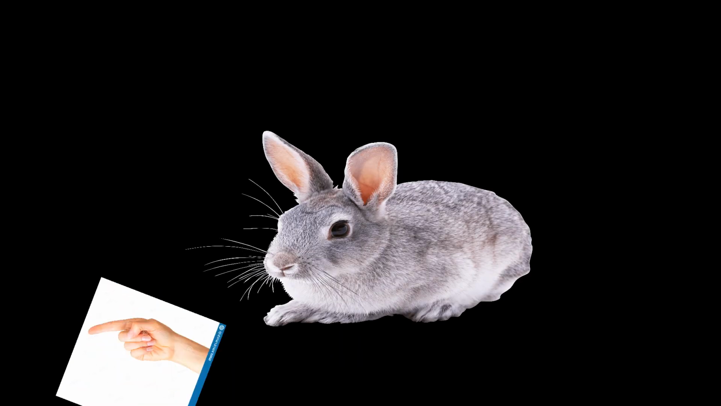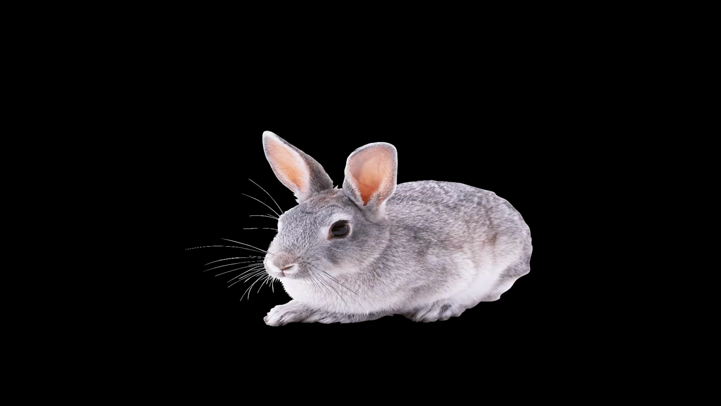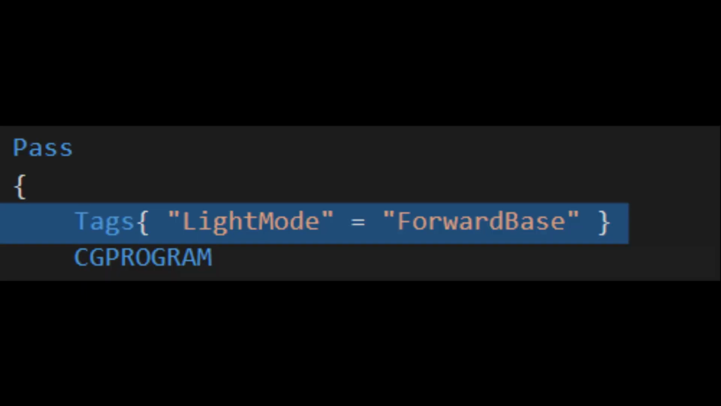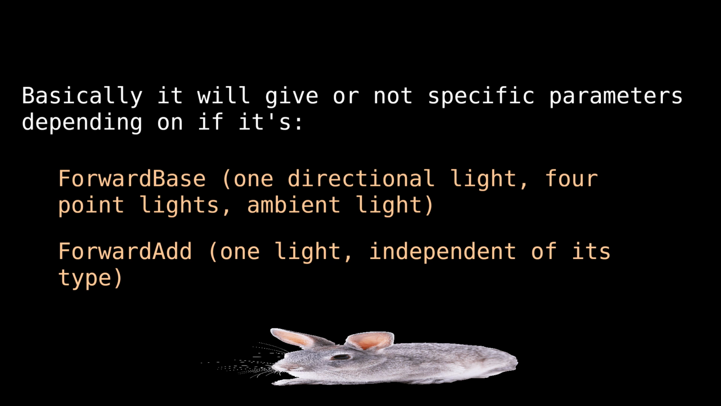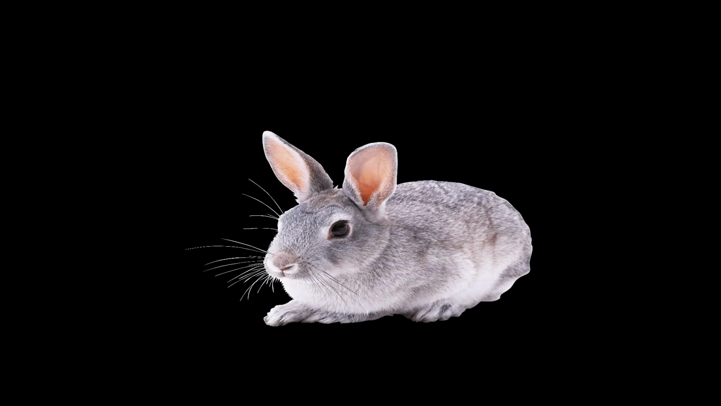Now for the fun part, the shader itself. To start, let's add the forward lighting tag. This will make the pass receive the necessary light parameters. Let me shortly explain what forward rendering is. You can skip it to go to the next step directly.